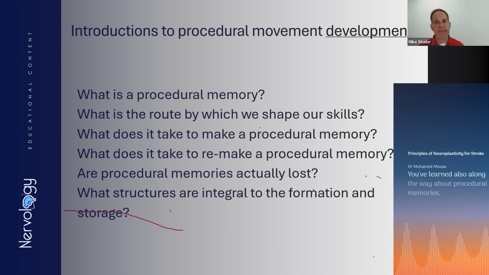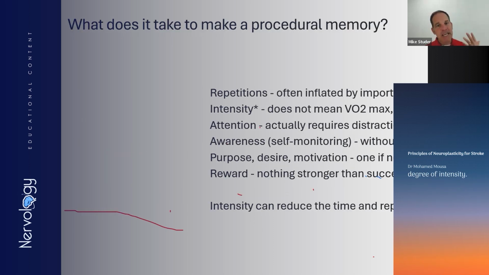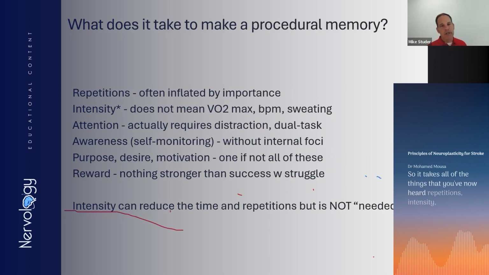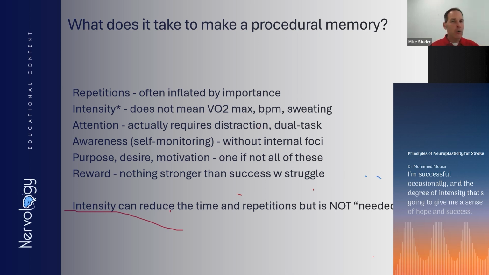You've learned also along the way about procedural memories. You've learned several different subtypes of procedural memories, and you've learned that we can only rehabilitate those by constraining attention, by offering distractions, by giving repetitions with a degree of intensity. So it takes all of the things that you've now heard: repetitions, intensity, attention, awareness, purposeful activities, reward that I'm successful occasionally, and the degree of intensity that's going to give me a sense of hope and success.